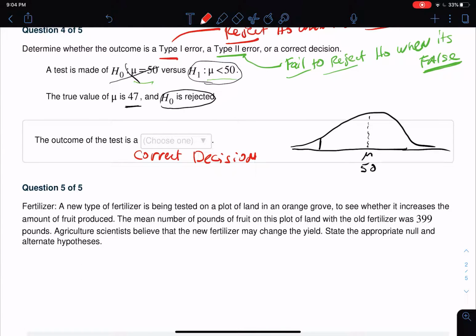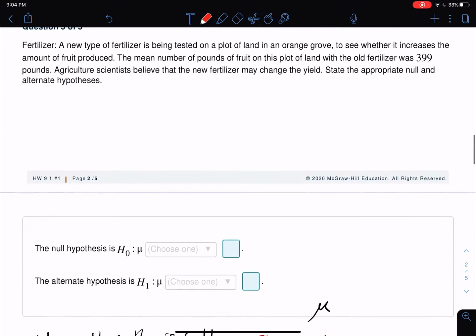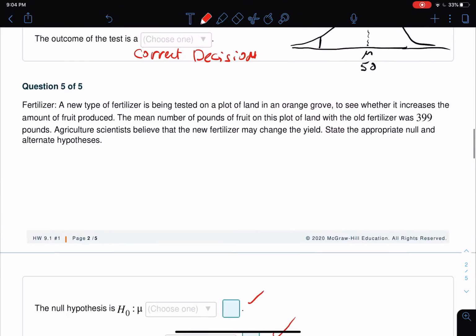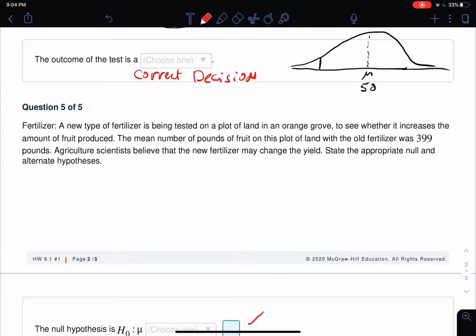All right, so this is how a problem starts really, but they're just asking us to set up the null hypothesis and the alternate hypothesis. All right, let's see what it is. A new type of fertilizer is being tested on a plot of land in an orange grove to see whether it increases the amount of fruit produced. The mean number of pounds of fruit on this plot of land with the old fertilizer is 399 pounds. So that is our mu.